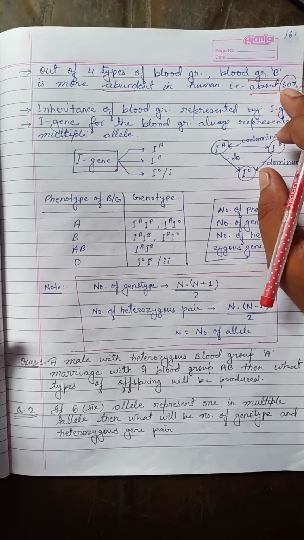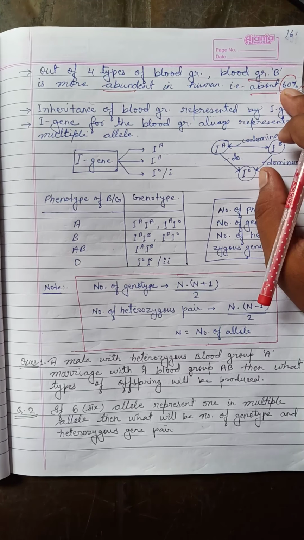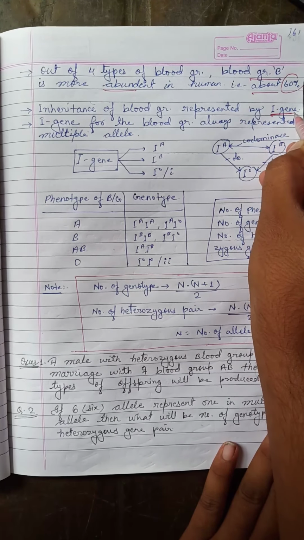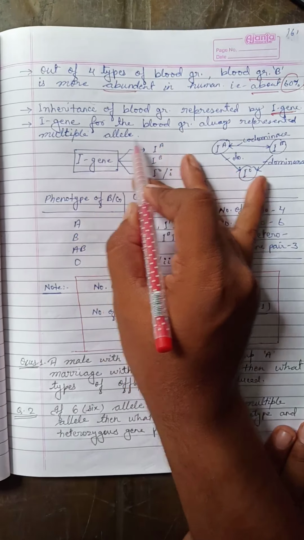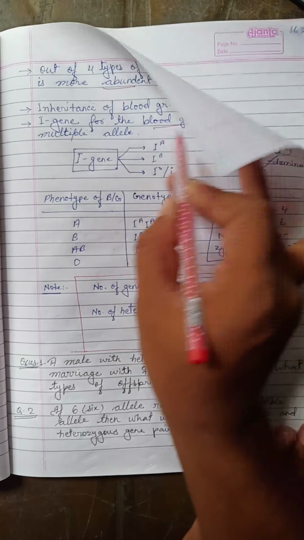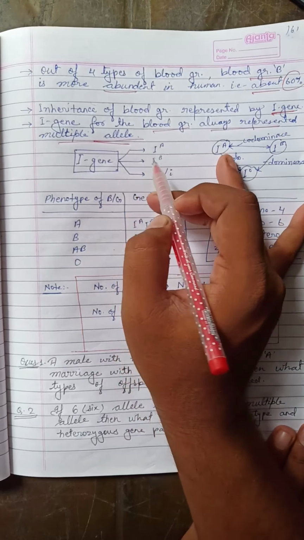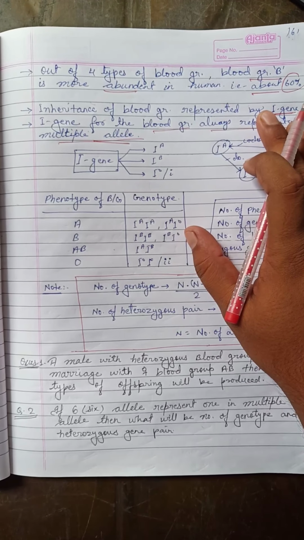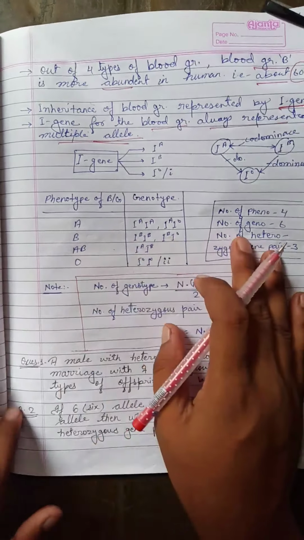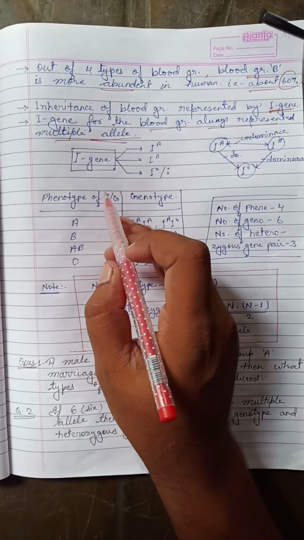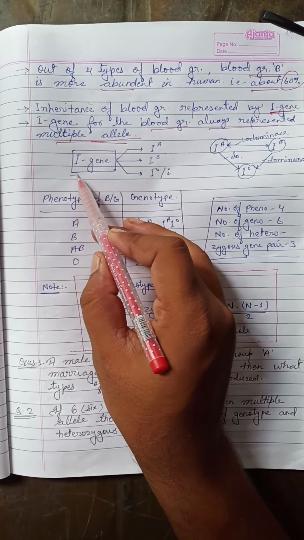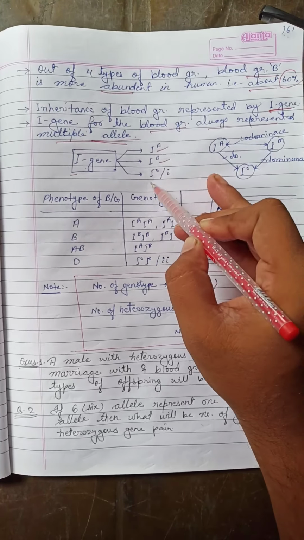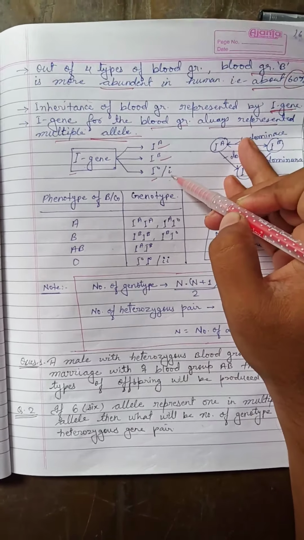The inheritance of blood group is represented by the I gene. And the I gene for the blood group is always represented as multiple allele. Blood group ABO shows multiple allele. Look at here the inheritance of the I gene, it is of 3 types: IA, IB and IO, and it is also represented by small i.